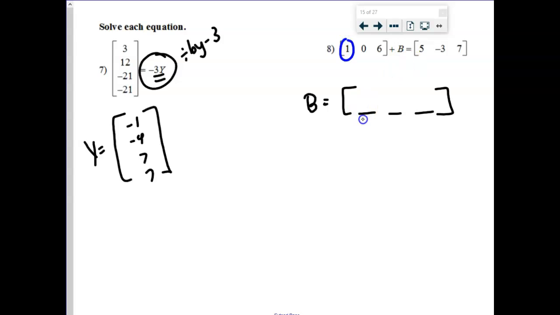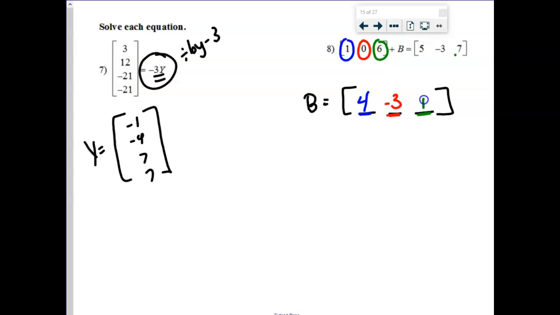So 1 plus mystery number gives you a 5. Daniel's thinking a 4. Yeah. And then 0 plus mystery number has to give you a -3. So -3. And then 6 plus mystery number gives you a 7. So that'd be a 1. So it's not like crazy math we're doing.